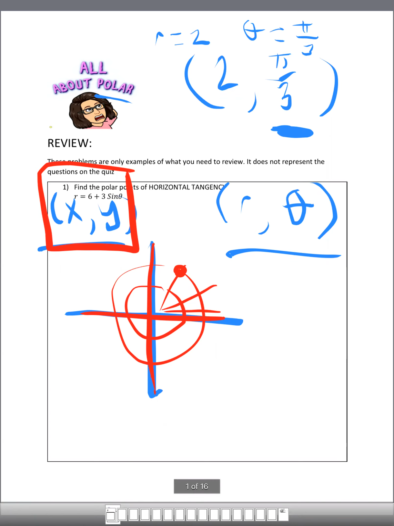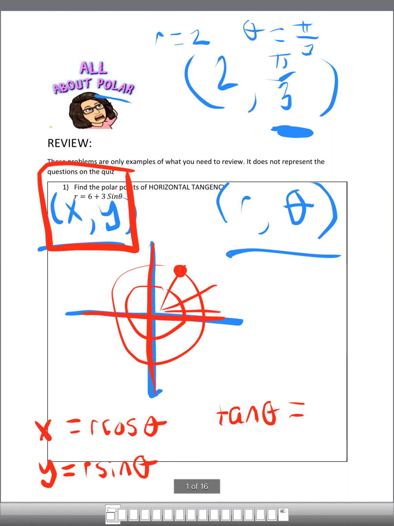That's where it's important to introduce the conversion formulas. I don't think you're going to have to use too much of this one, but they are important. We know that x is always going to be equal to r cosine of theta, and you should 100% write these down. You need to have them ingrained. y is equal to r sine of theta. We have tangent of theta equal to y over x. And then finally, r squared is equal to x squared plus y squared.